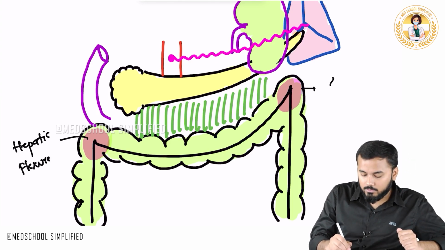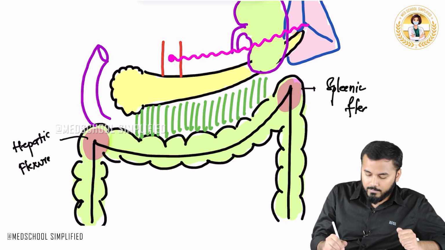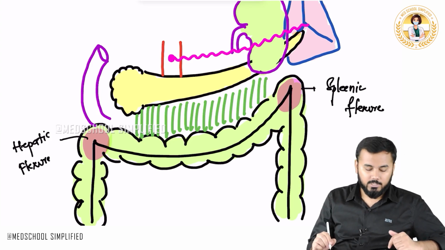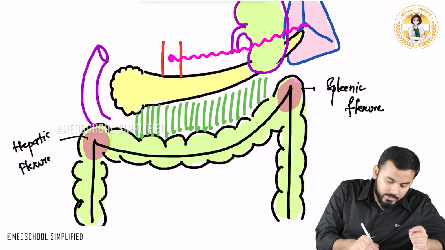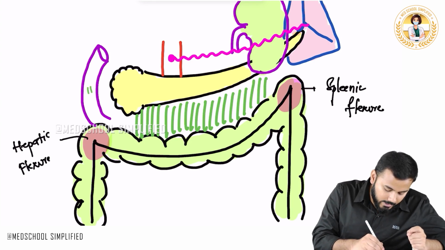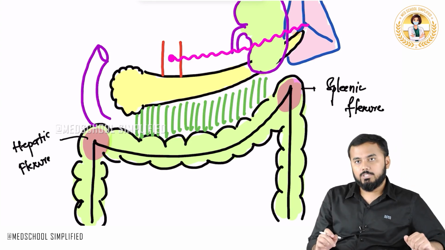Hepatic flexure, and this is called your splenic flexure. Hepatic flexure and splenic flexure, and this is your duodenum over here. And by the way, if I specifically ask which part of the duodenum, this is called the second part of the duodenum. Right, these are the structures here.